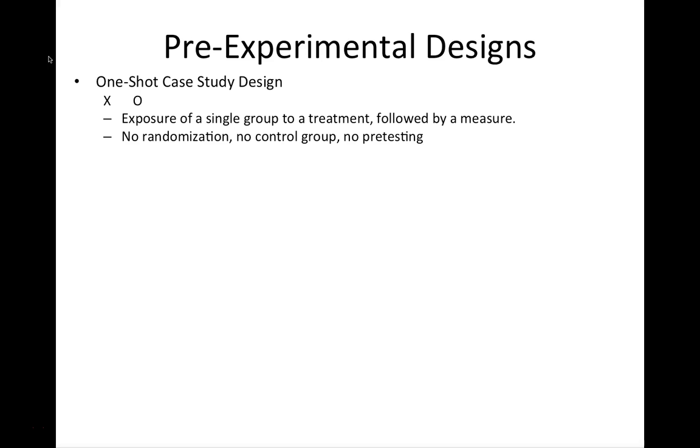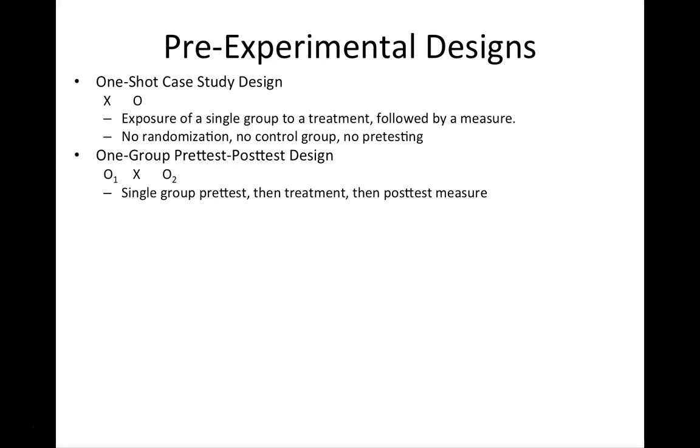So let's talk about some experimental designs now. So we'll have pre-experimental designs, experimental designs, and then quasi-experimental designs. Your pre-experimental designs are your one-shot case study design. So this is a situation in which a group gets a treatment. This is the X variable, and then you observe them. So you expose a single group to a treatment, and then you measure them. There's no randomization, there's no control group, there's no pre-testing.